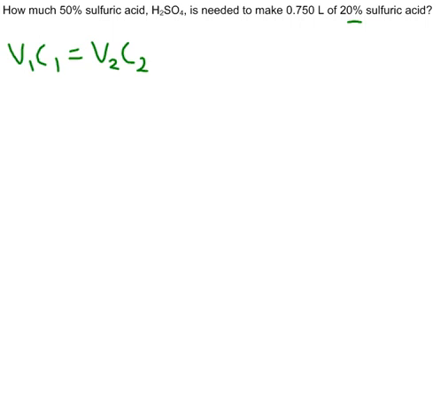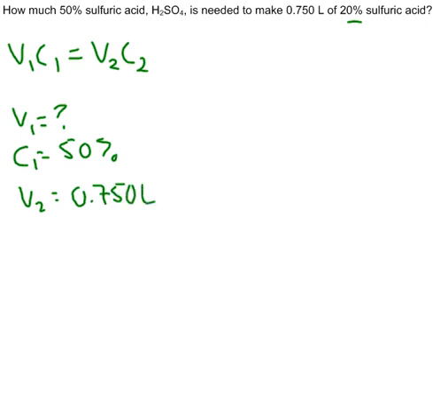So the question is, how much 50% sulfuric acid, the big concentration, that's the starting volume, V1, do we need to start with so that we can make a volume V2 of 0.75 liters of the new, more dilute concentration, 20%? So we've narrowed it down. We'll put some water in so that we raise it up to 750 milliliters, or 0.75 liters, and now the new concentration will be 20%.